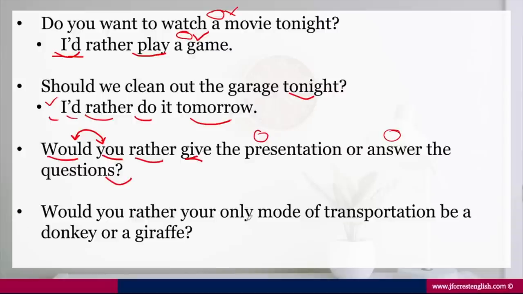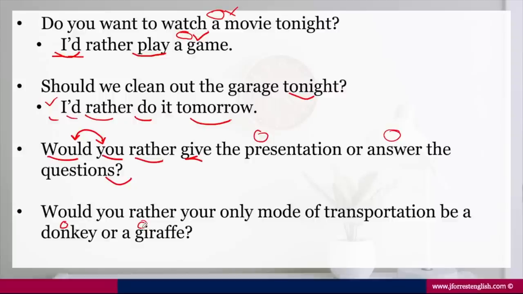You give someone a situation that's really funny or bizarre or strange or weird. So here, would you rather your only mode of transportation be a donkey or a giraffe? So this is it. No cars, no boats, no planes. The only choice you have is a donkey or a giraffe. So the person will answer and then they have to give their reason why.